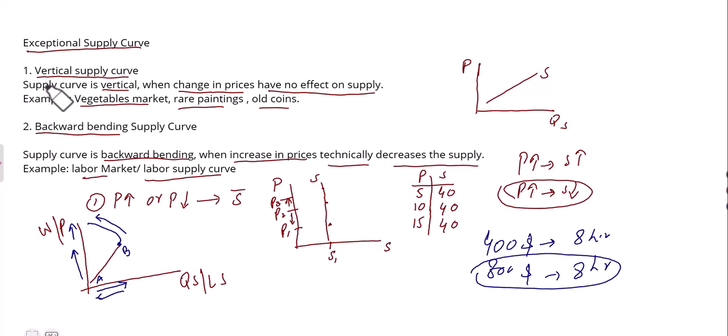So these are the two exceptional cases. One is when the supply curve is vertical, and the second is when the labor supply curve is backward bending. I hope you have a new understanding about this lecture.